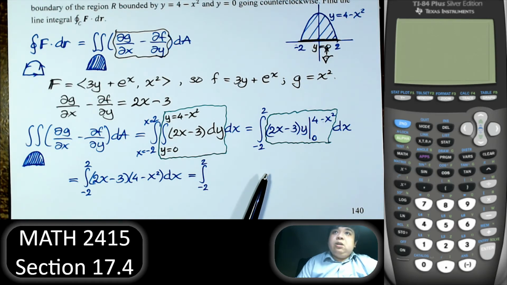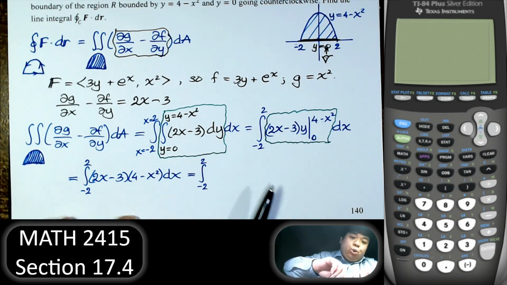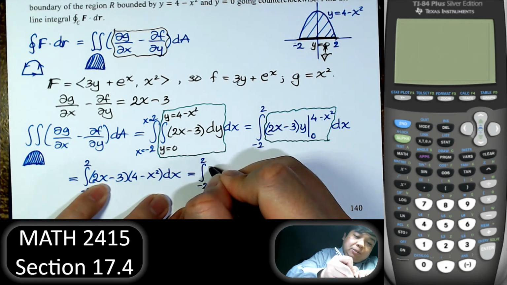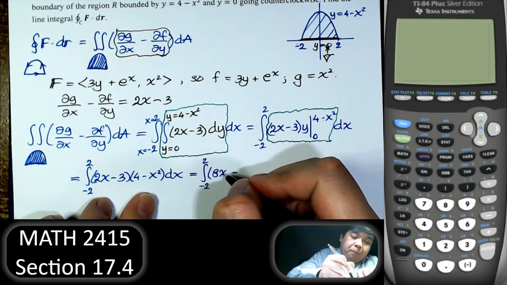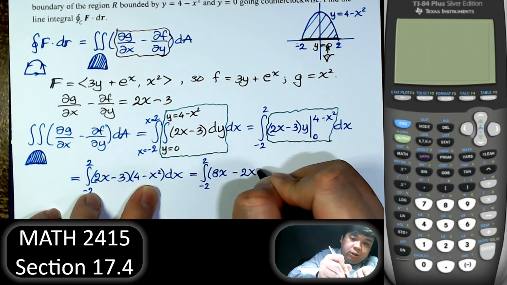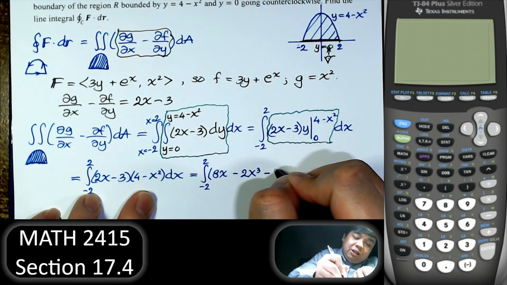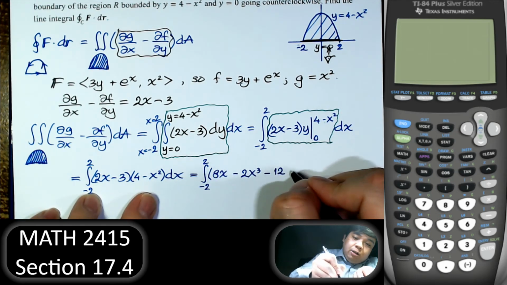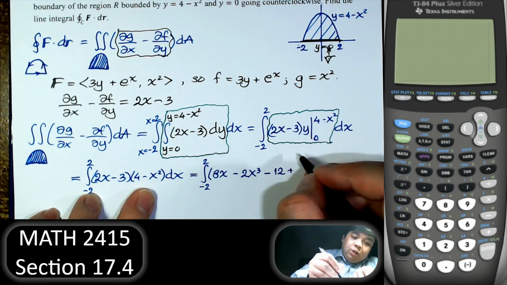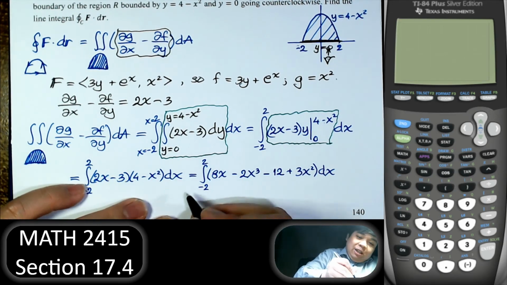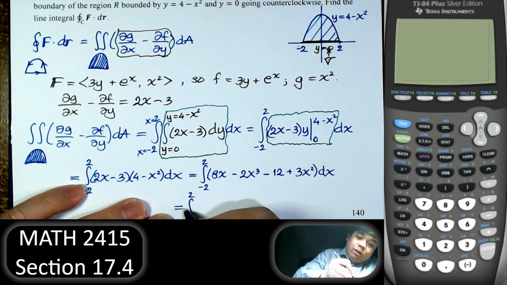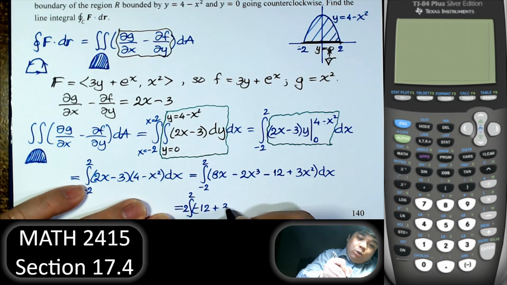To x minus 3. And 4 minus x squared. It's -32. Right, let me just multiply this out real quick. Ax minus 2x cubed minus 12 plus 3x squared. Right. This one, if we have to do by hand, this will be equal to 0 to 2, 2 times -12 plus 3x squared.